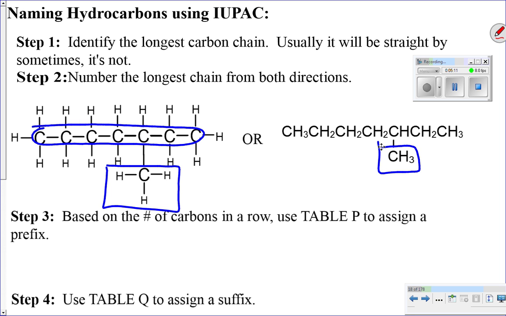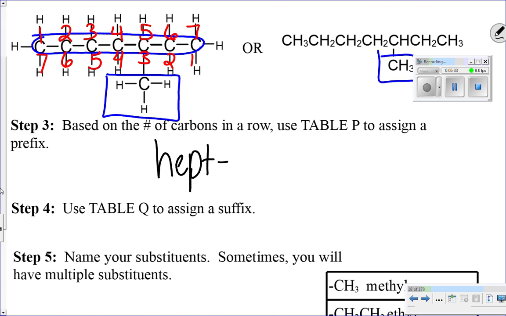So first we're going to look at our number of carbons in a row. 1, 2, 3, 4, 5, 6, 7. And just to show you why this is important, I'm going to be numbering in the other direction. Now, because we have 7 carbons in a row, our prefix is hept. Because we have all single bonds, our suffix is ane.